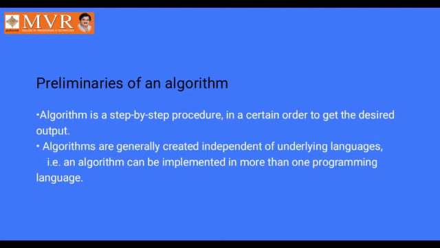Now coming to the preliminaries of an algorithm. What is an algorithm? An algorithm is nothing but a step-by-step procedure to solve a particular problem. Any step-by-step procedure to solve a problem can be called an algorithm. These algorithms can be written in any programming language. They are not implemented in only a specific programming language. They are programming language independent.